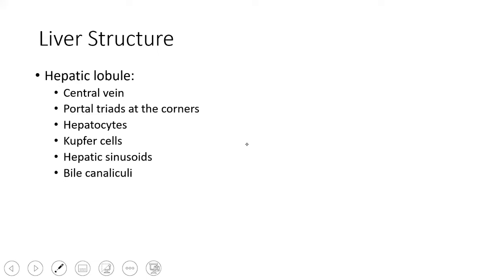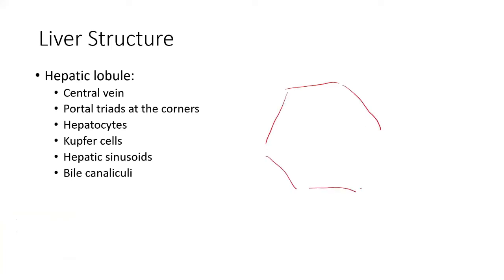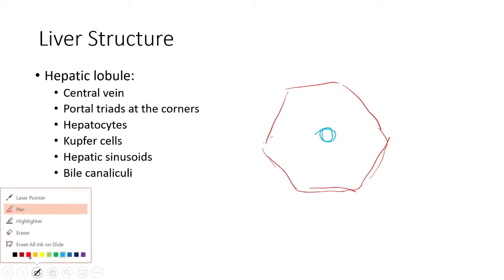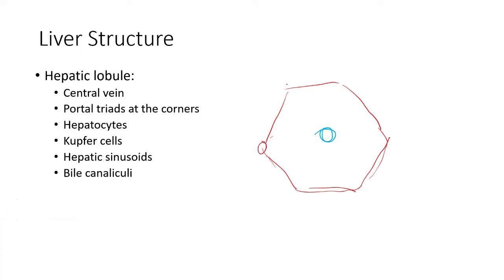Okay, so now we come to the structure of the liver, that is the microscopy, right? When you talk about the microscopy, you have the liver substance arranged as hepatic lobules. If you take one hepatic lobule, in the center you have a central vein like this, and on the peripheries you have portal triads. In these regions you have portal triads.